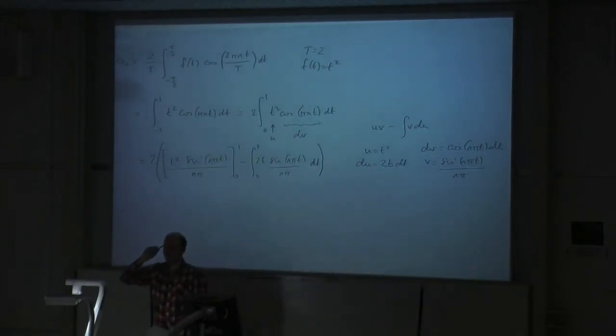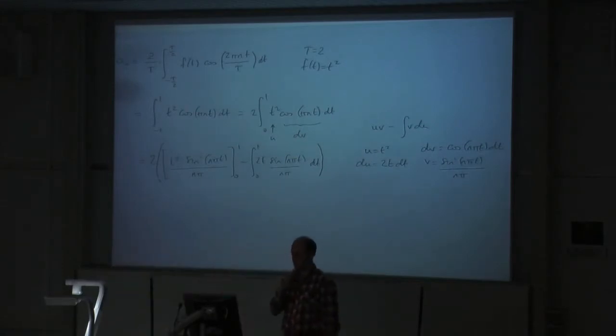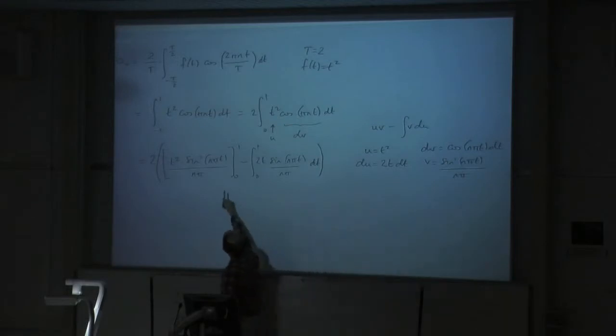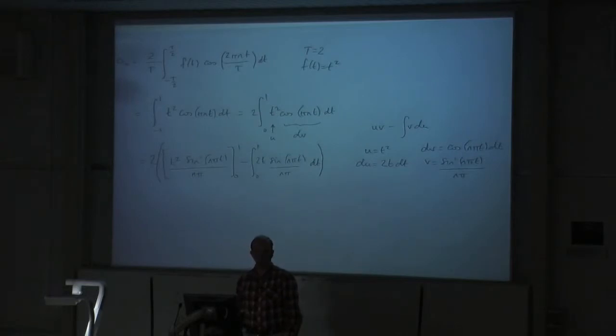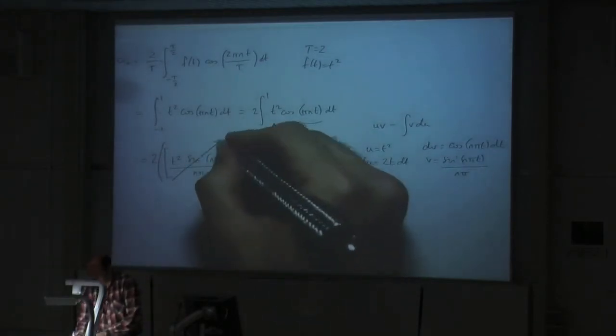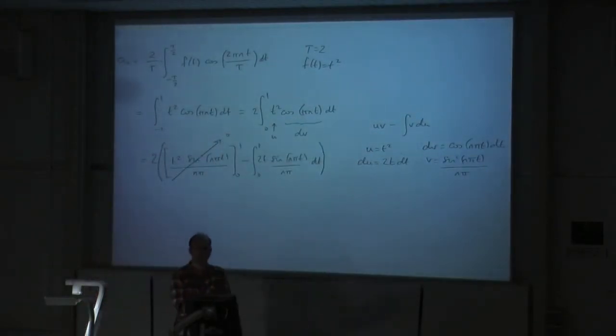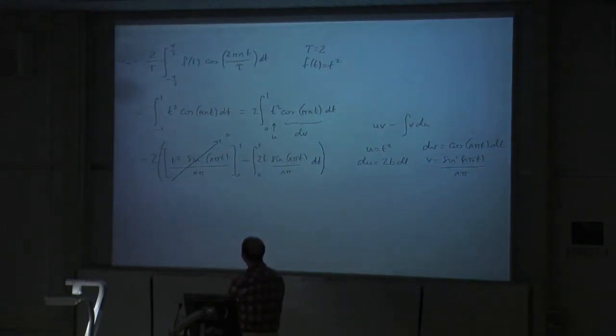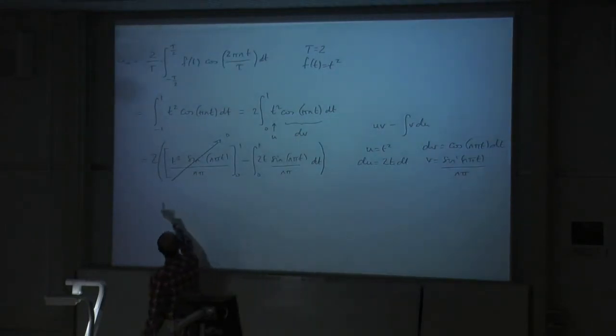What is sine of n pi? Because obviously if you stick 1 in for t, you've got sine of n pi. What is sine of 1 pi? 0. What is sine of 2 pi? 0. Okay. So for any value in here, and obviously sine of 0 is 0, so that whole thing disappears. Yeah? So that whole term disappears, so we end up with this term here.